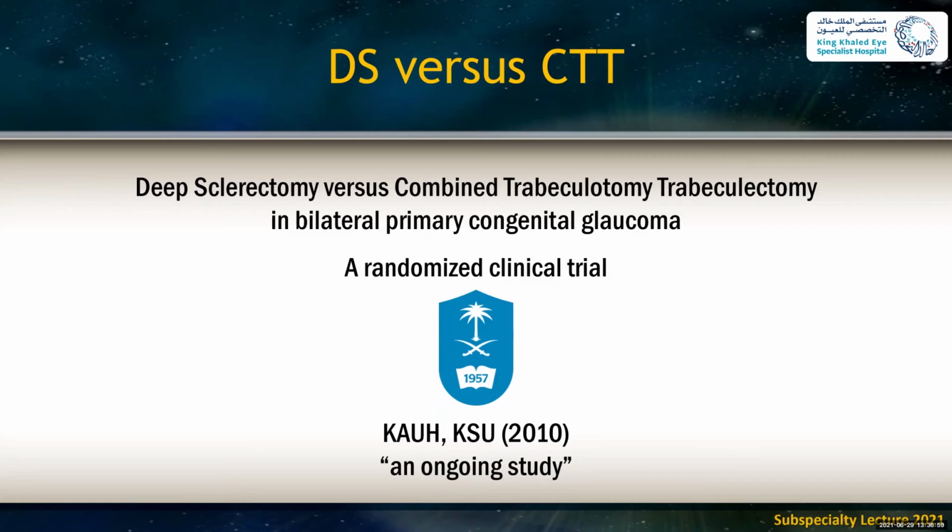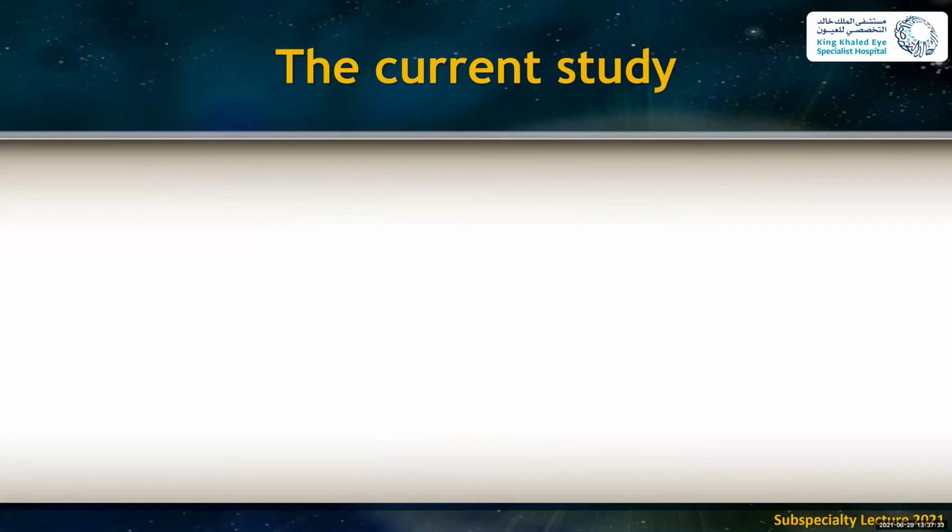discussing with me after I finished the presentation said, with this high prevalence or incidence of the disease, probably you need to compare it to a conventional procedure, the trabeculotomy, goniotomy, or combined. At that time, I didn't tell them that we had already started this project, deep sclerectomy versus combined trabeculotomy and trabeculectomy in bilateral primary congenital glaucoma. So we started this before we discussed this study with them.